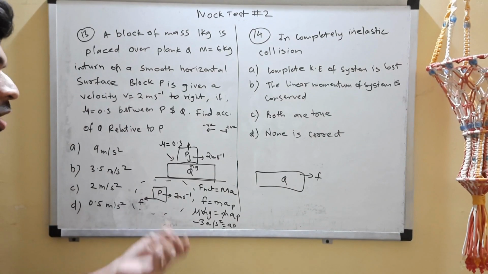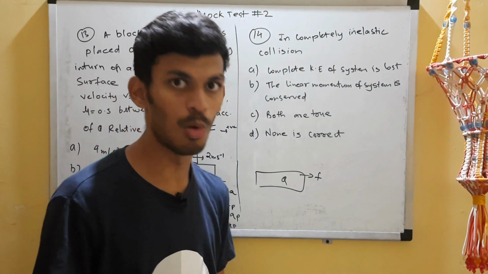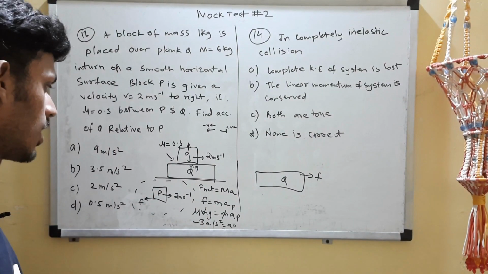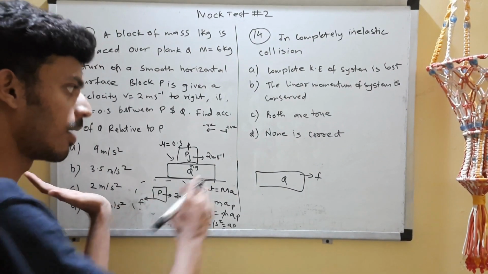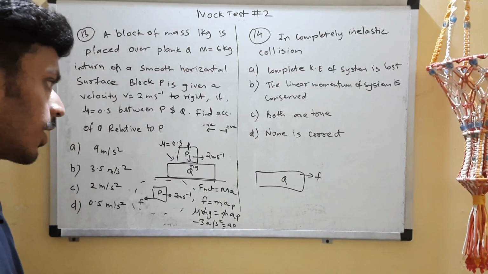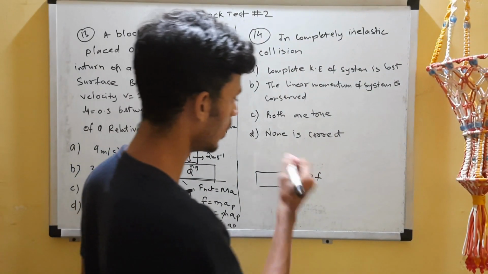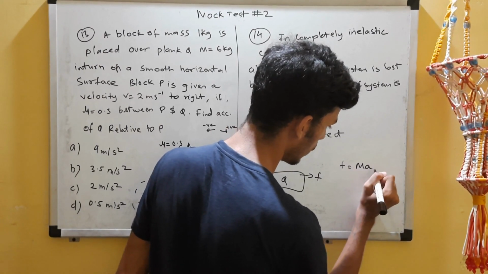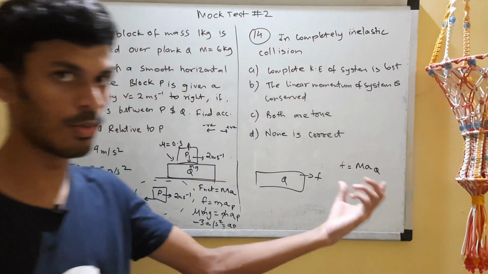Of course, the two forces act on two different bodies. So equal and opposite forces acting on two different bodies. Equal force F but opposite in direction. Now the only force acting on block P is your frictional force, and that equals m into acceleration of Q. F net equals ma.